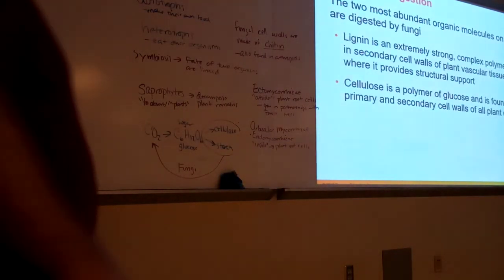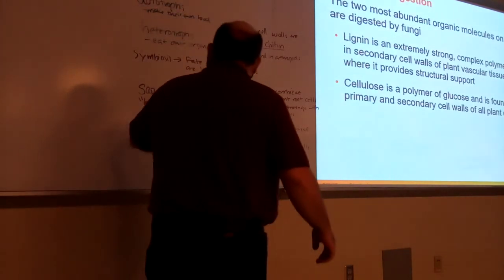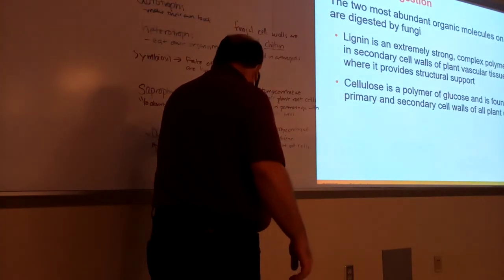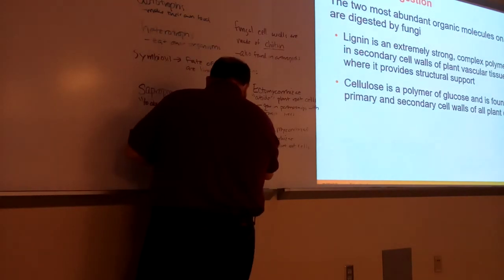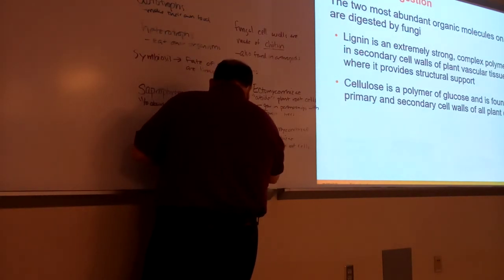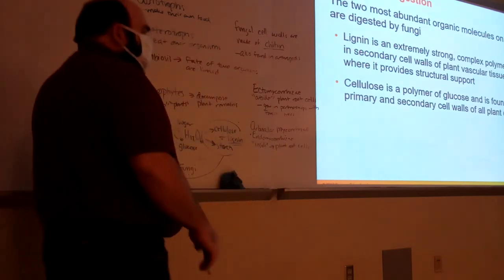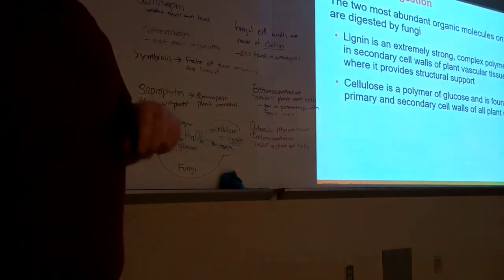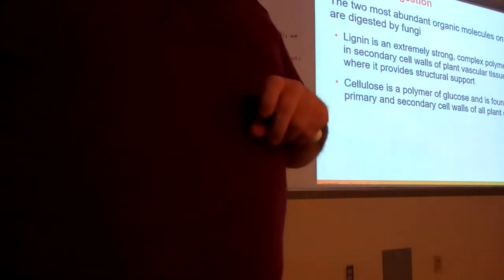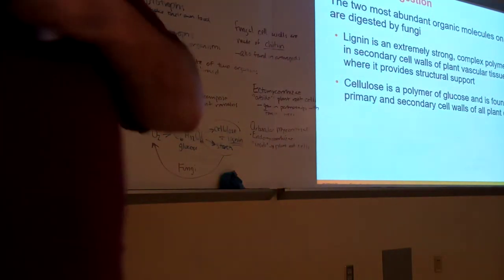I mentioned that they're breaking down the two toughest materials on the planet. In this case, cellulose is one of them, but I'll also add lignin. The two toughest materials that plants are composed of are cellulose and lignin. So how are these fungi able to break them down?